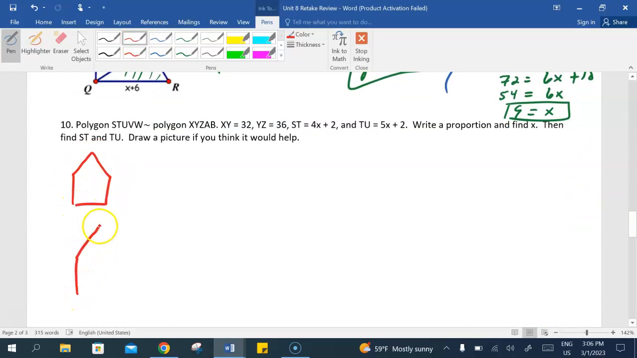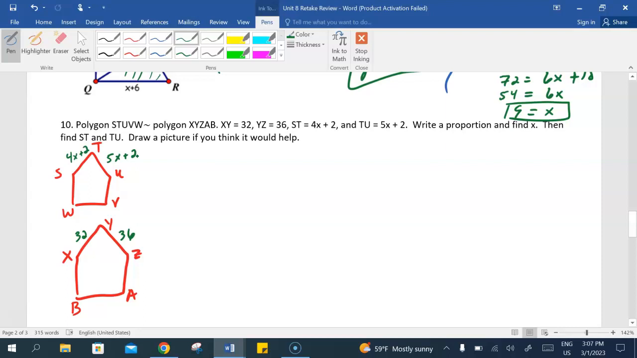Okay, so here's one. I'll make the other one a little bit bigger. And then I'm going to label it. It doesn't matter where you start, but make sure you go in order. And then the same thing goes for the second one. So if I started with X on that top left side, then I want to start with X here. So Y, Z, A, B. It has to go in the correct order. Now I'm going to label everything. So XY, they told me, was 32. YZ is 36. ST is 4x plus 2, and TU is 5x plus 2.